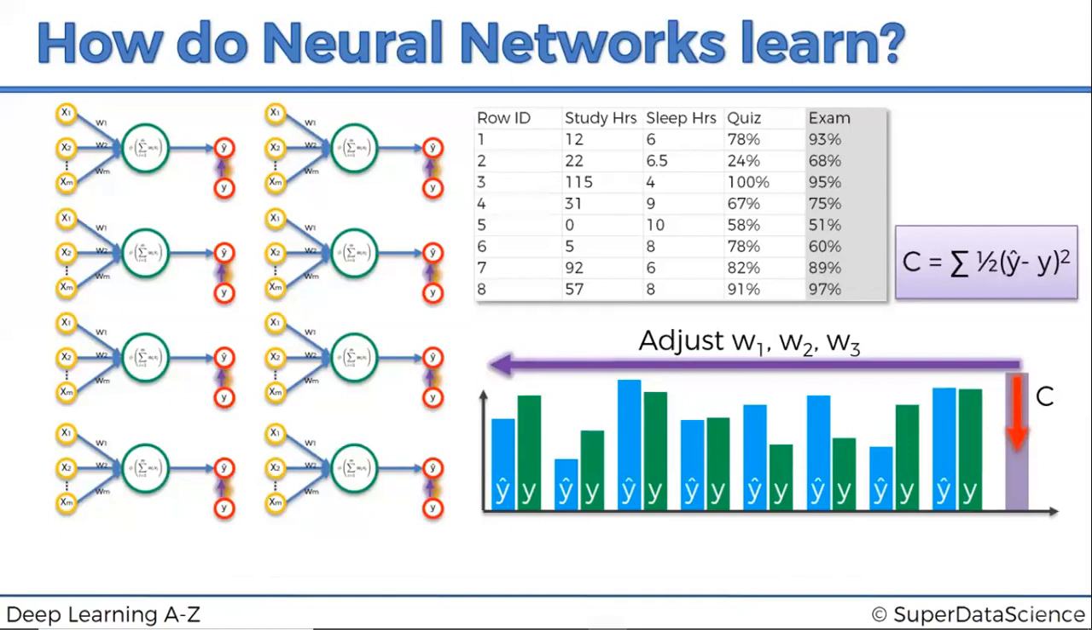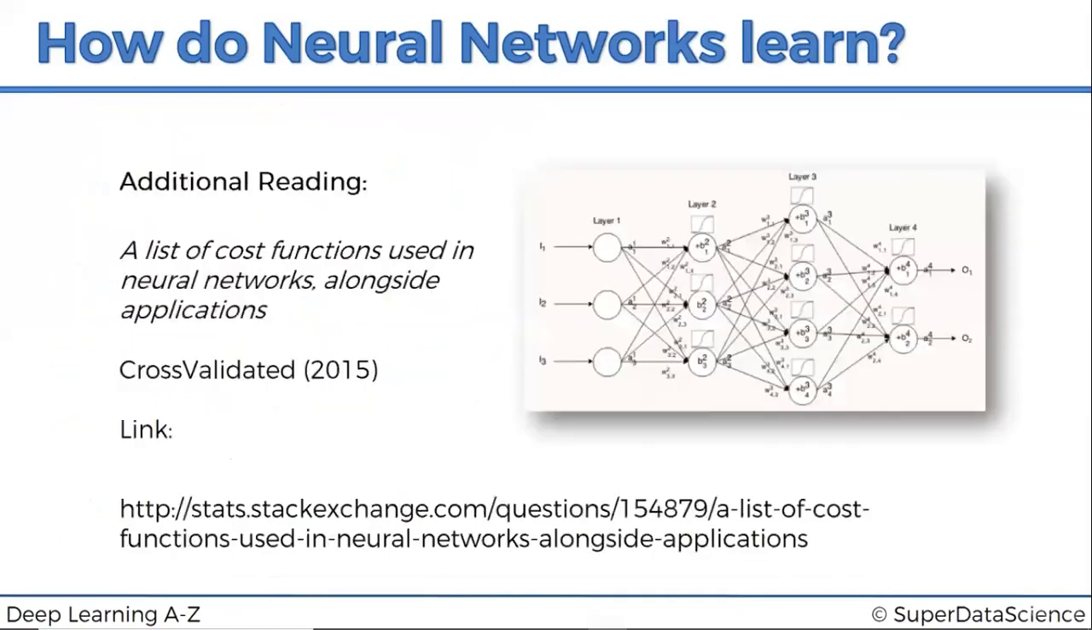Some additional reading that you might want to do for the cost function. I know we just talked about one, and there are many different ones. A good article is located on Cross-Validated. It's called A List of Cost Functions Used in Neural Networks Alongside Applications. The URL is there, but you can just Google for that exact search phrase, and this one will be the first one that pops up. It's got some good examples and use cases for different cost functions. So if you're interested to learn more about cost functions, check out this article.